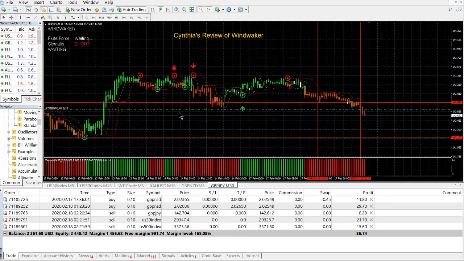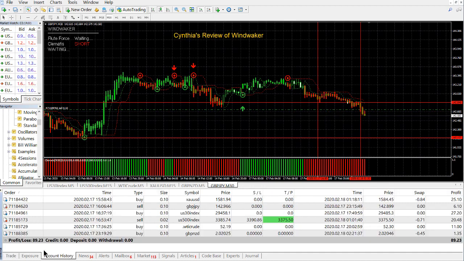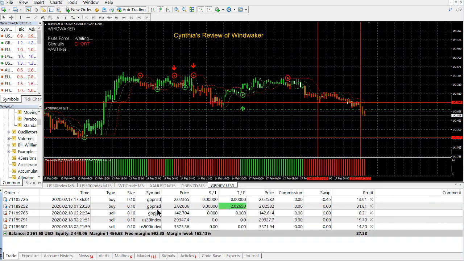Now here's my pound yen trade, and I'm in profit a little bit with that one, and this was my sell entry here, and I guess I had sold again, so yeah, that was my first sell entry earlier in the day. I only made $6 on that one, but this one's doing a lot better, so it's up $8.